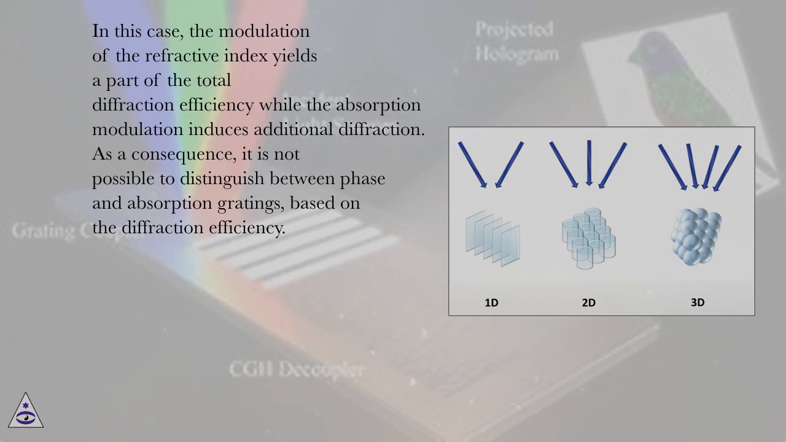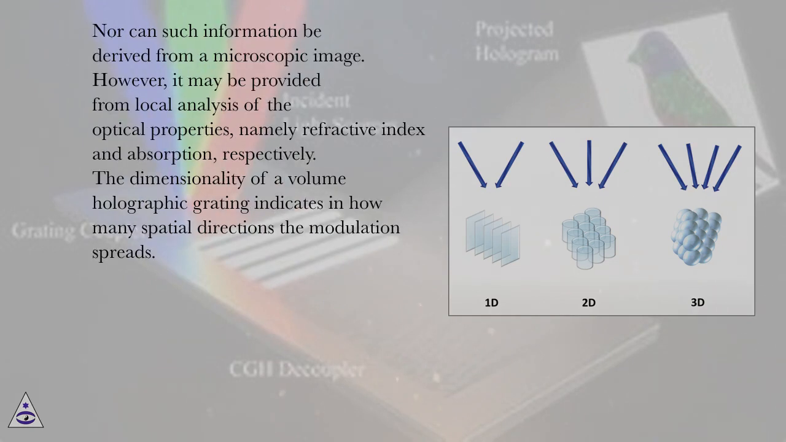In this case, the modulation of the refractive index yields a part of the total diffraction efficiency while the absorption modulation induces additional diffraction. As a consequence, it is not possible to distinguish between phase and absorption gratings, based on the diffraction efficiency. Nor can such information be derived from a microscopic image. However, it may be provided from local analysis of the optical properties, namely refractive index and absorption, respectively. The dimensionality of a volume holographic grating indicates in how many spatial directions the modulation spreads.